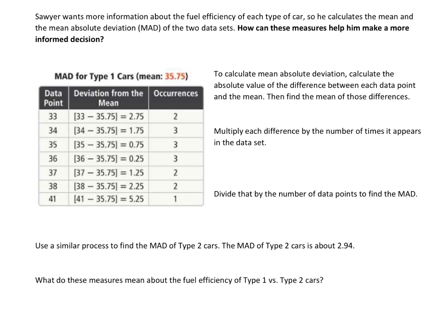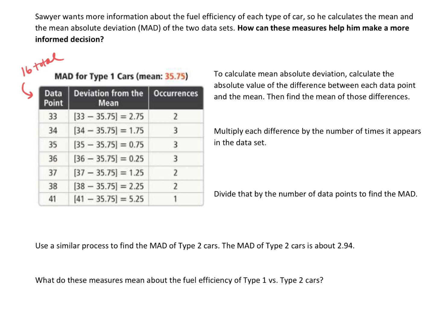All right, so here is some of the work to calculate a mean absolute deviation, the MAD, and this is just for the type 1 cars. Something I want to point out is that there are 16 total data points. And you can see that there are not 16 data points listed.